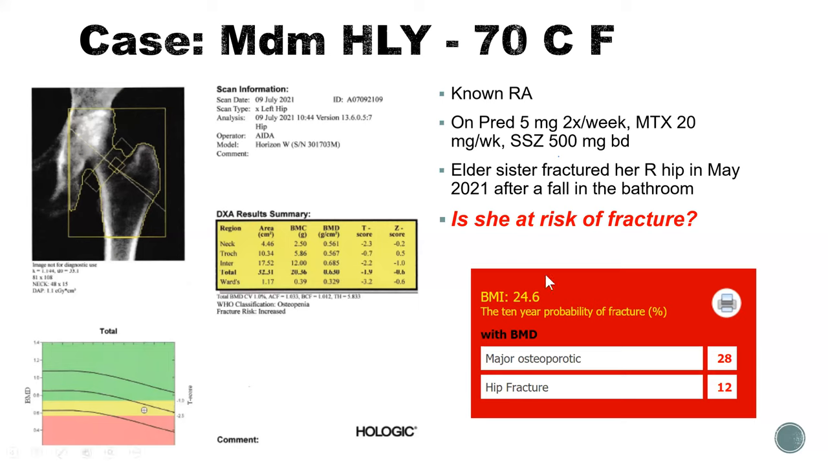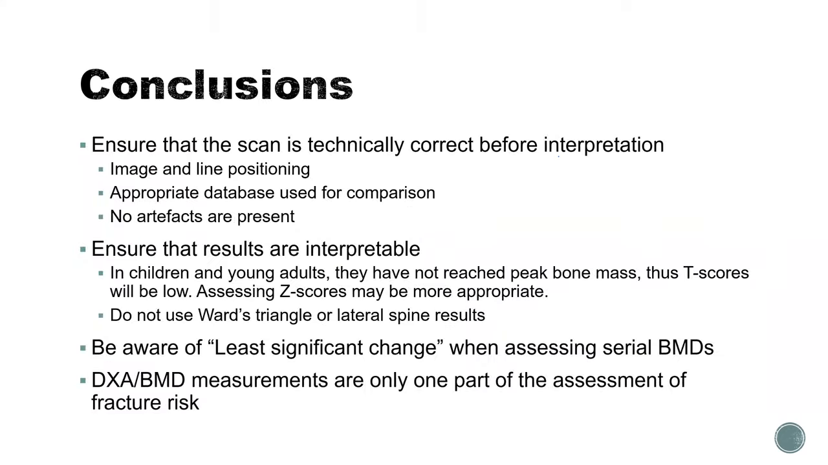And you will find that, for example, in this FRAX score, the risk of a hip fracture in the next 10 years is 12% and a major osteoporotic fracture is 28%. These are very high numbers. Usually most people recommend treatment if the hip fracture risk is 3% and major osteoporotic risk is 20%. So yes, she's definitely at risk, but you may not be able to tell this just looking at the bone density. By combining it with risk factors, you can quantify the risk and tell the patient, yes, you definitely do need some treatment.